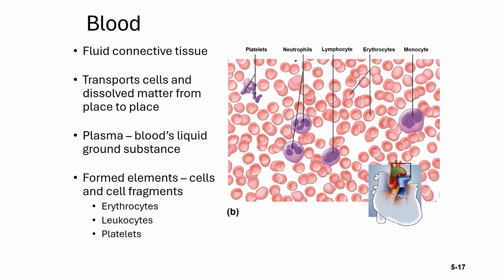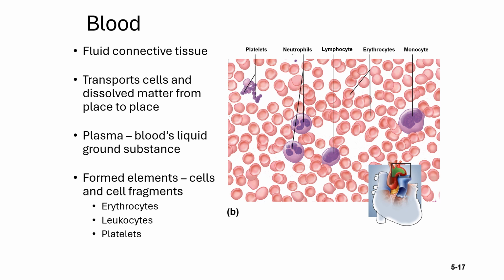The blood also has the three components. It has the cells, and it has a ground substance, and the ground substance for blood is called plasma. The cells in the blood are erythrocytes, leukocytes, and platelets. And these cells, or the cellular components, are called formed elements.